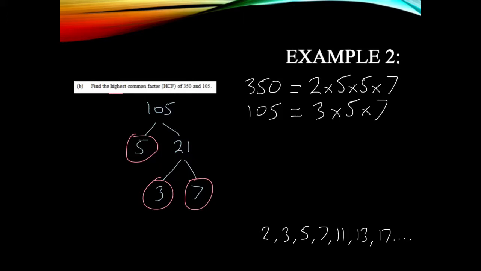Now you'll notice that I've written this list directly underneath my first list. And what we're going to do now is see if we can find anything that's common, anything that's in both of the lists. I can see that I've got a 2 in this list, but there is no 2 in this list. So I'm not going to have a 2 as part of my highest common factor. I've got a 3 in the bottom list, but I haven't got a 3 up here. So I'm not going to have a 3 as part of my highest common factor.